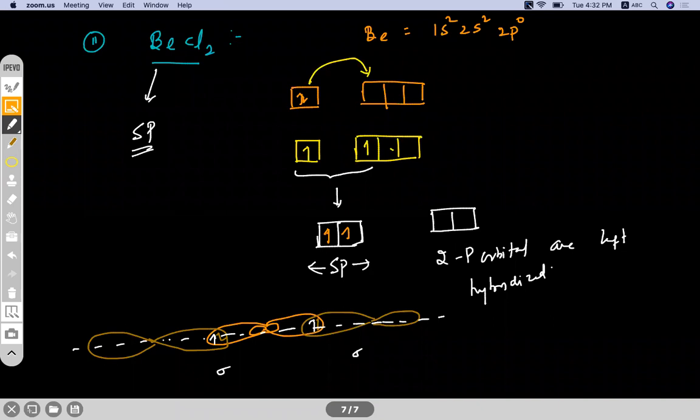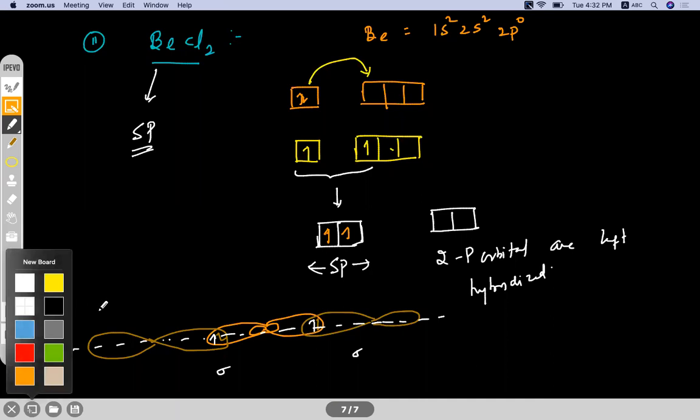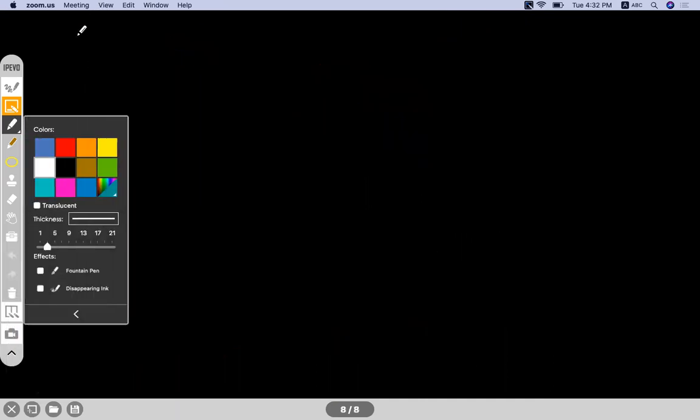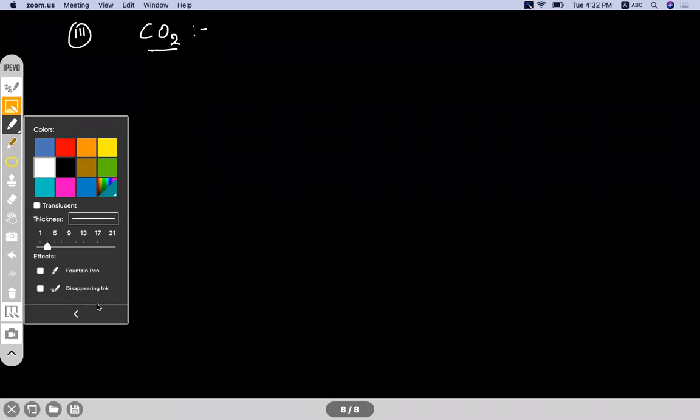Okay. Now we'll take one more example. You will have a better clarity of this. Let's take an example of the CO2 molecule. Could you tell me the hybridization of carbon in this?